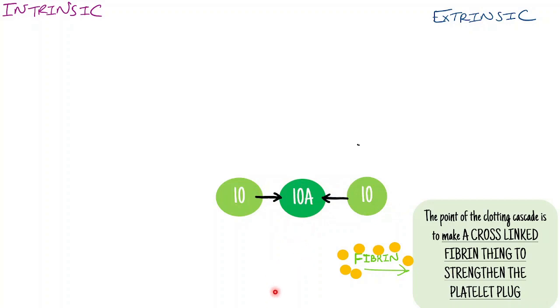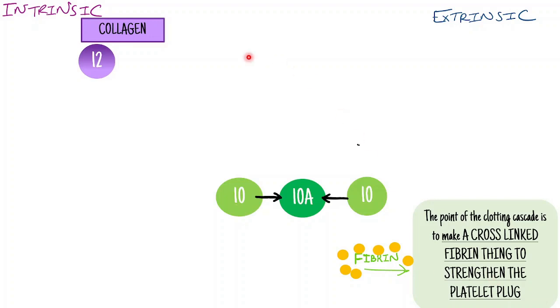Then this is going to go on, do some more fancy magic, and eventually make fibrin, and then we've got our nice reinforced platelet plug. So hopefully you understand that the point of the intrinsic and extrinsic pathways is to make this, so don't get lost in the details. Okay, let's talk about the intrinsic pathway first.